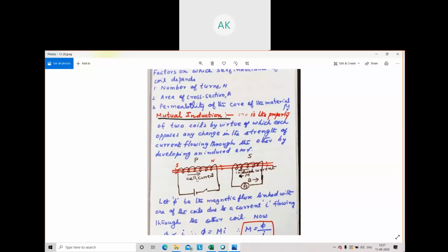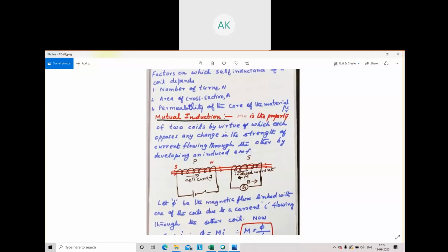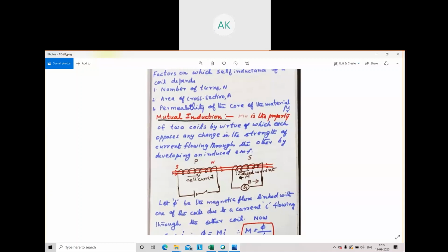Now what is done? When we switch on the circuit, current passes from 0 to maximum, a varying current. Why is it varied? Because of the back EMF. It takes some time to reach the maximum value. So when we switch on, the current is changing. Changing current will produce a changing magnetic field, and a changing magnetic field induces an EMF in the neighboring coil.